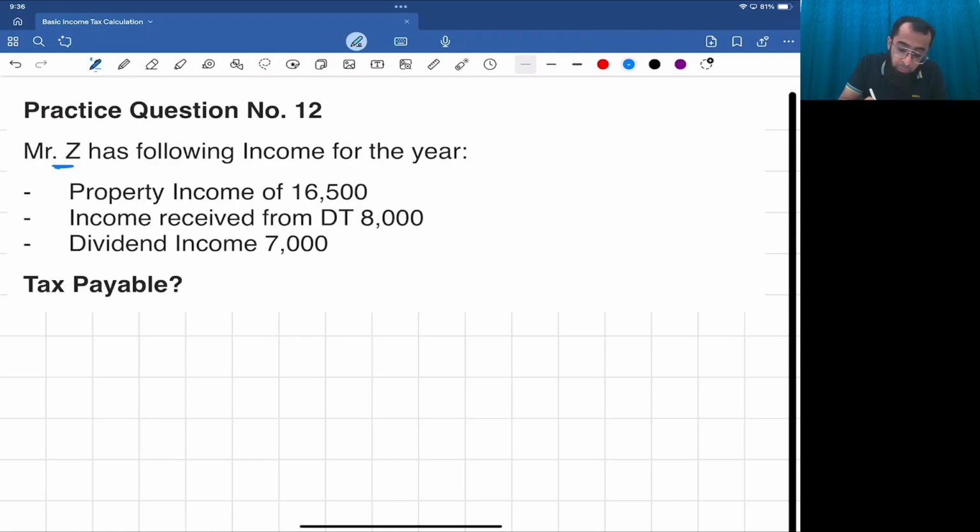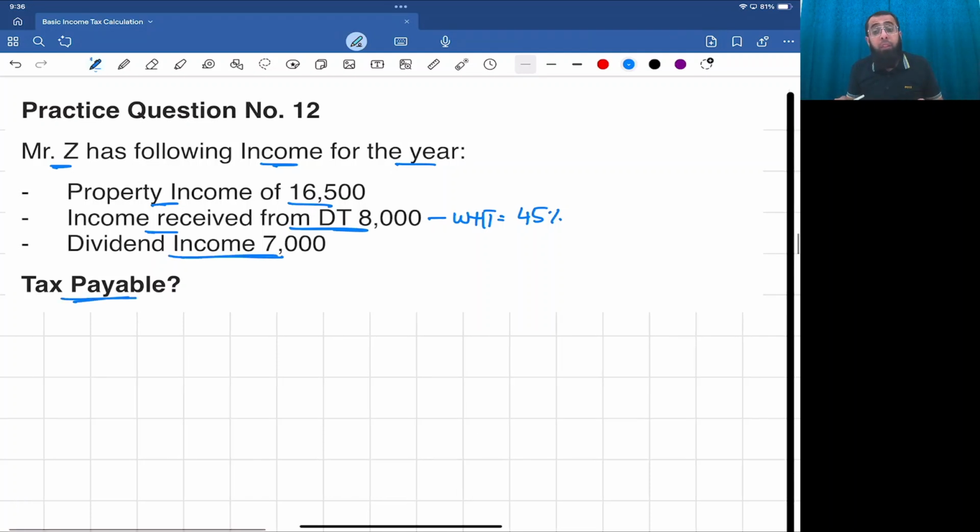Mr. Z has the following incomes for the year. Property income 16,500. Income received from a discretionary trust 8,000. Now, on discretionary trust, you all know that there is withholding tax of 45%. And then a normal dividend income of 7,000. We have to do the tax payable.